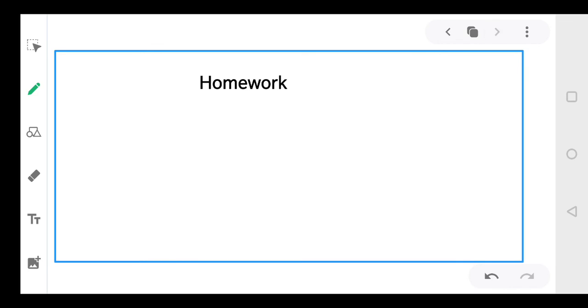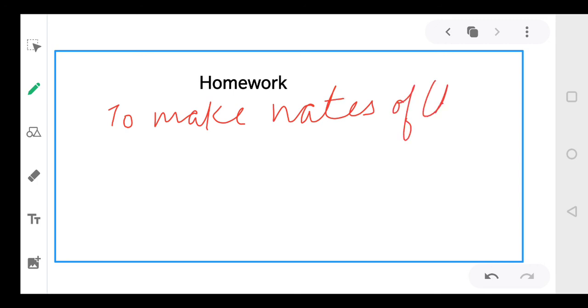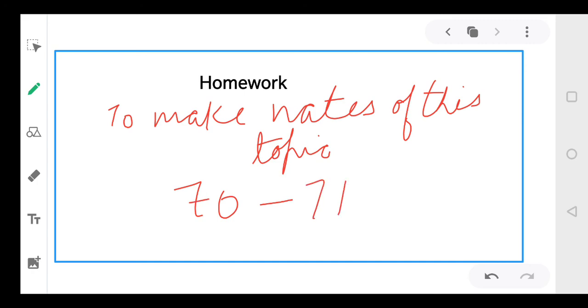So coming to your homework, dear students. First of all, you will make notes of this topic. आप इस topic के notes बनाएंगे. Then you will read the page numbers 70 to 71. Okay, 70 to 71 जो है आप page numbers read करेंगे.